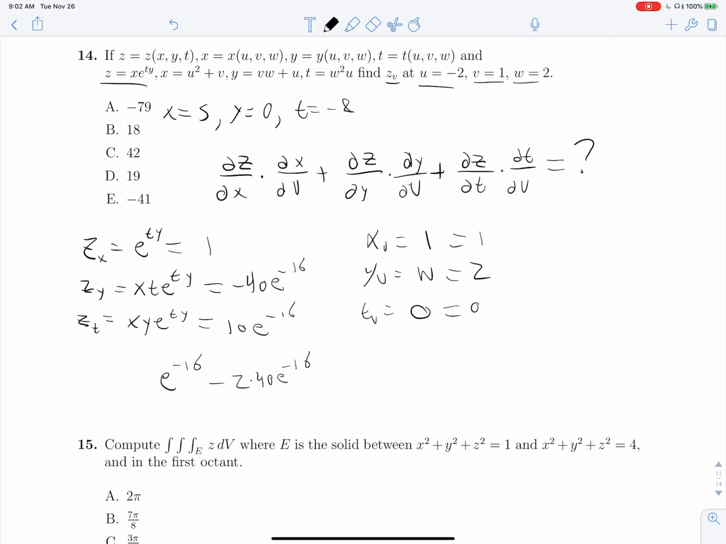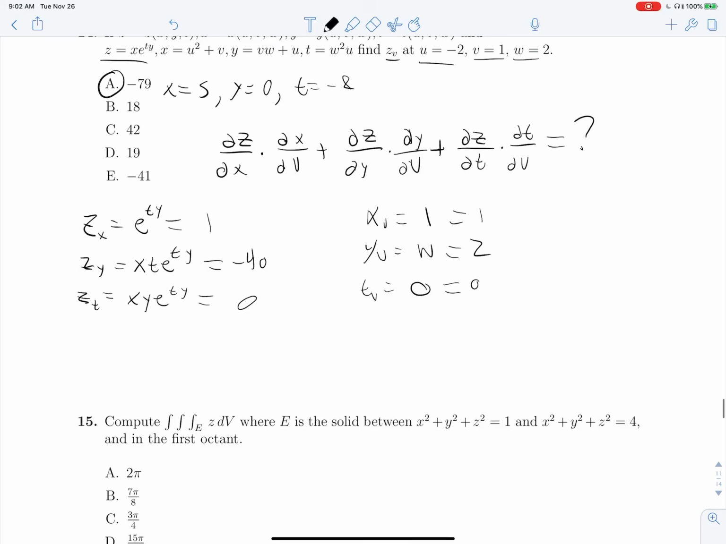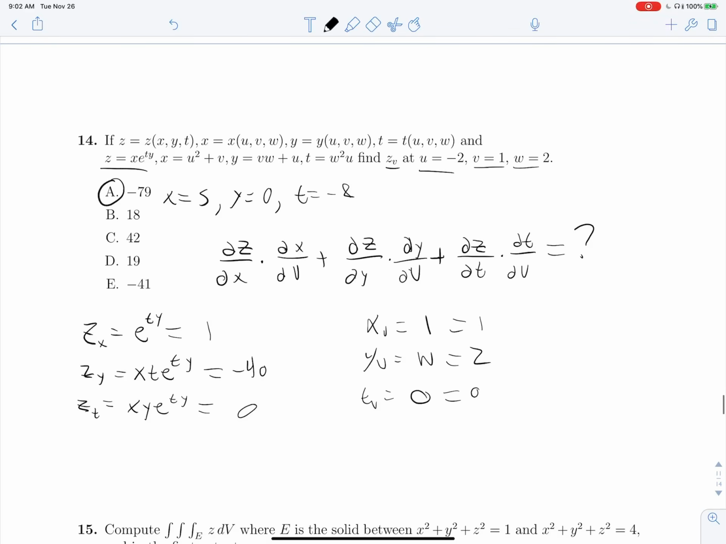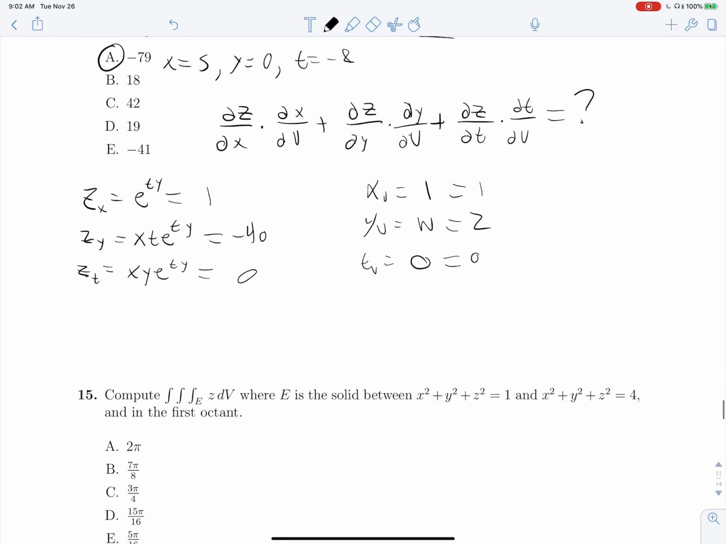This is going to be 1. This is going to be negative 40. And this is going to be 0. So, yes, here we go. We get our 1 minus 80, which is negative 79. And that's the thing with these questions. There's so much you have to compute and so many variables you have to deal with. It's very easy to miss something minor along the way.